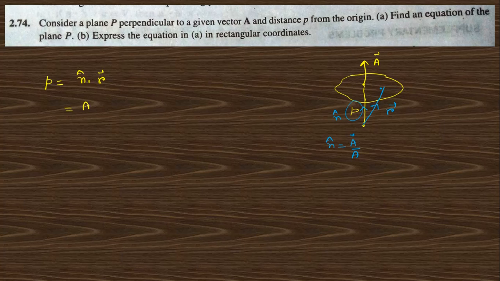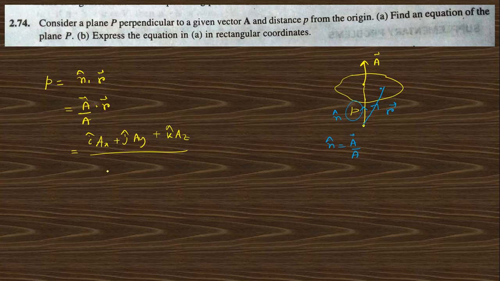What is the n cap? N cap is the a vector by a dot R cap. So the a vector can be written as ax i cap plus ay j cap plus az k cap.